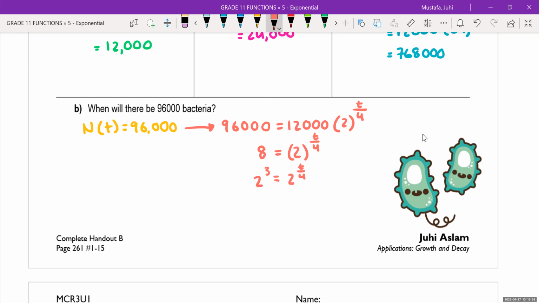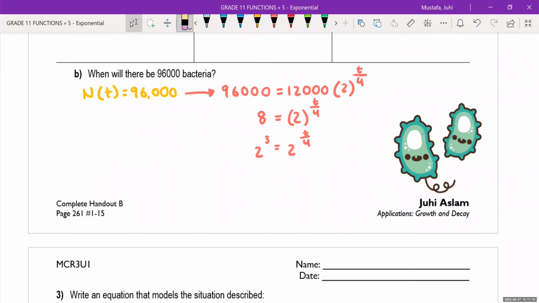And the rule is when you reach this point, 2 to the power of 3 is equal to 2 to the power of t over 4, you can actually make the bases magically disappear, and you can just look at the exponents. So to solve this, we're going to go 3 is equal to t over 4, and t is going to be equal to 12 hours.